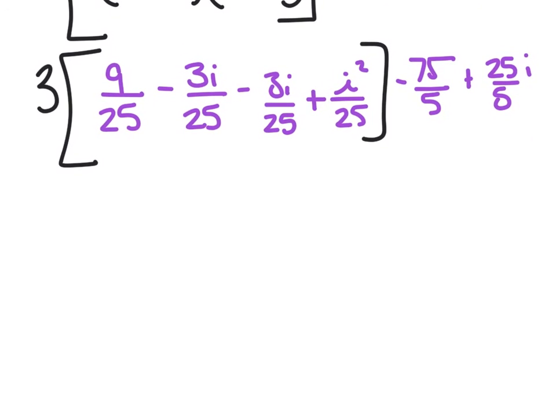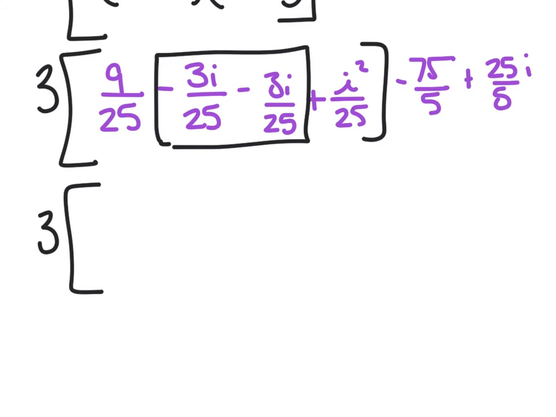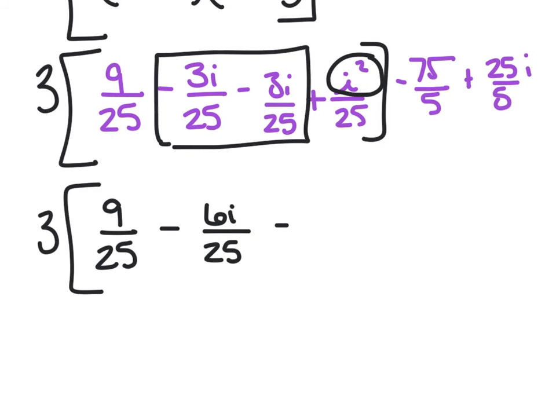All right, so again, I'm going to clean up inside the bracket. I'm going to leave that 3. Okay, these two terms can go together. So I have 9 over 25. That's going to make a negative 6i over 25. This i squared turns into a negative 1 over 25.